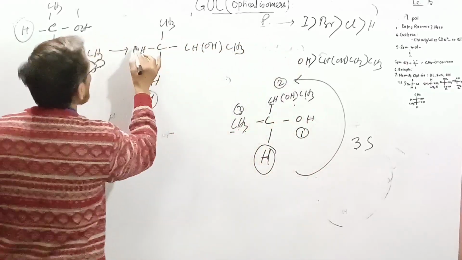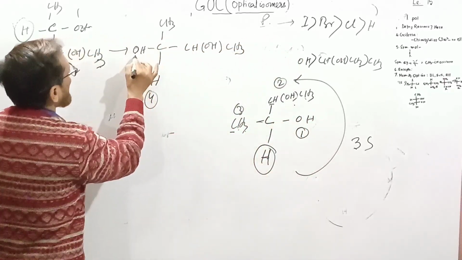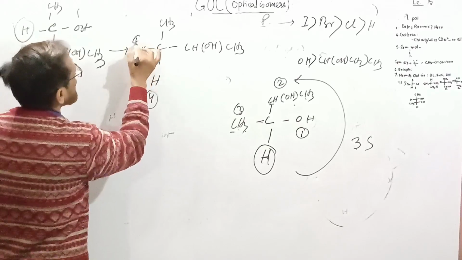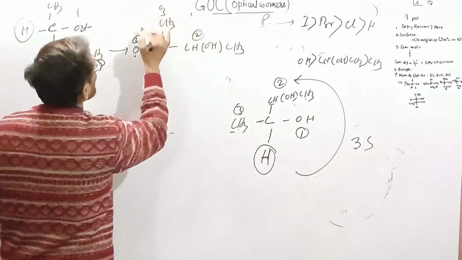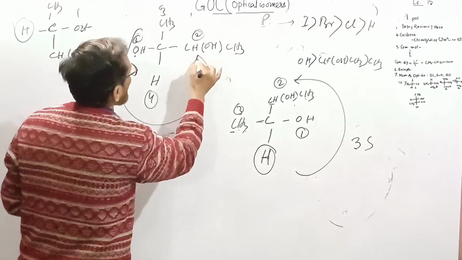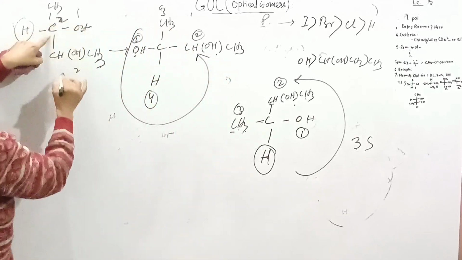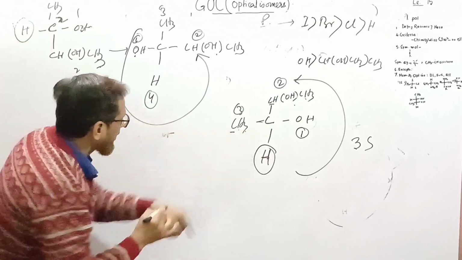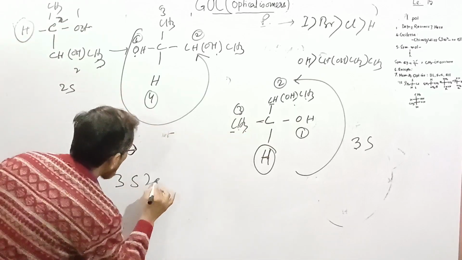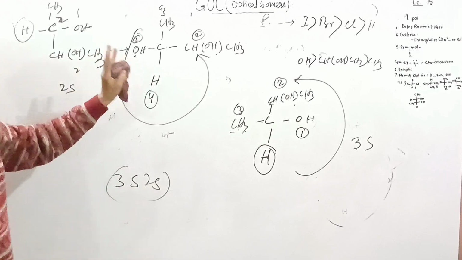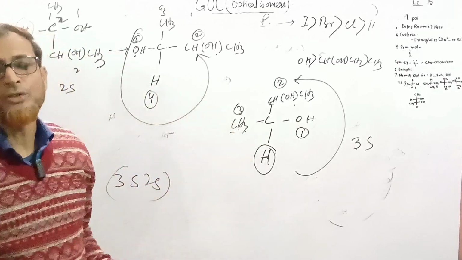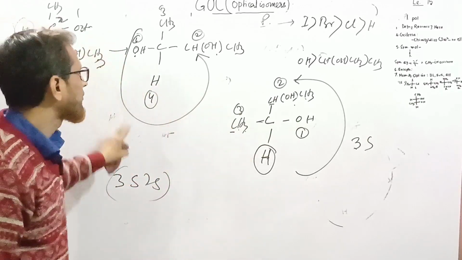So what you see here is, say, O priority order 1, this is 2 and this is 3. Your movement is in this direction, again anti-clockwise. So with respect to carbon 2, it is 2S. So the whole configuration is 3S, 2S. So this is all about the designation of S configuration, the absolute configuration.